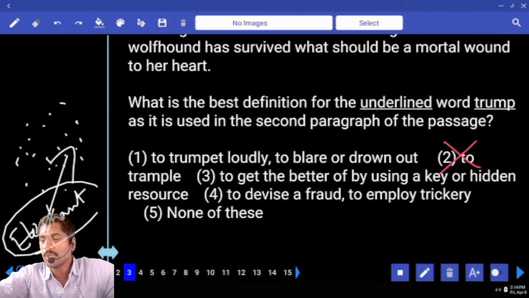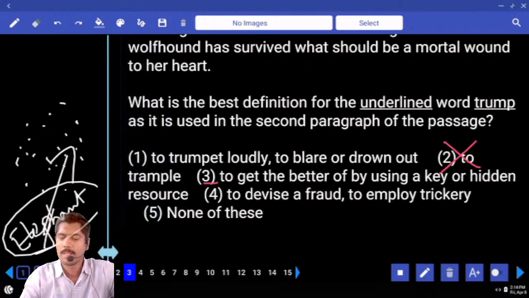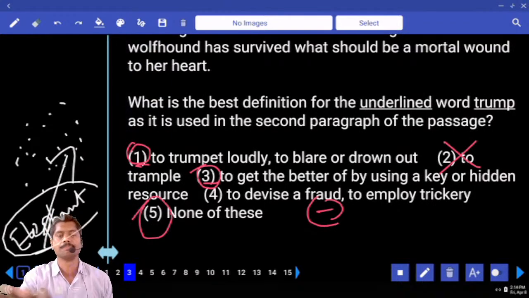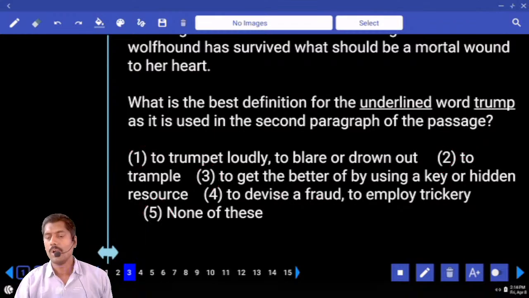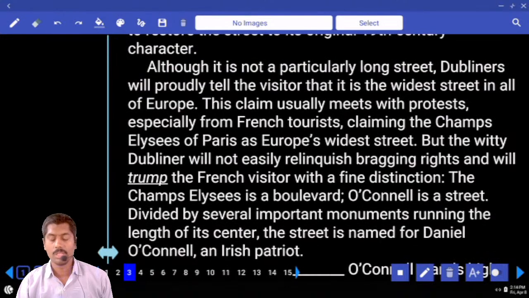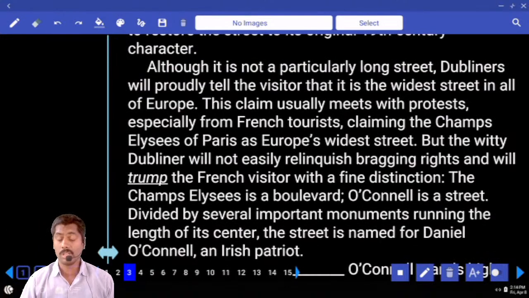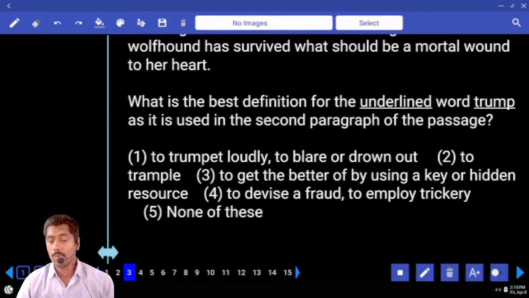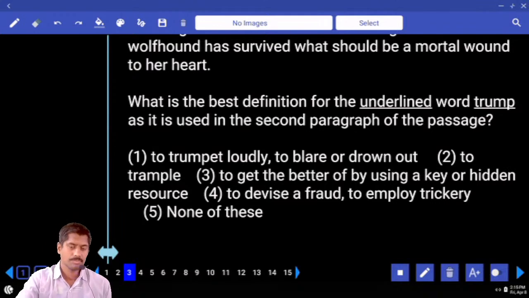To get the better of by using a key or hidden resource, maybe. To devise a fraud, fraud is negative. No. Answer is 1, 3, 5. What will he do? If a French visitor comes, what will he do? He will not leave bragging. He will say great things about it and will trump the French visitor with a fine distinction. Distinction means fine differentiation. So, trumpet loudly, blare it or drown out, or get the better of by using a key hidden resource. Answer is 1.